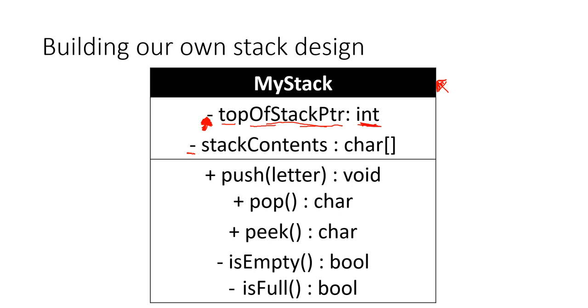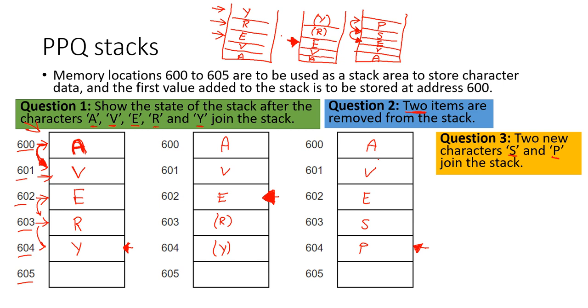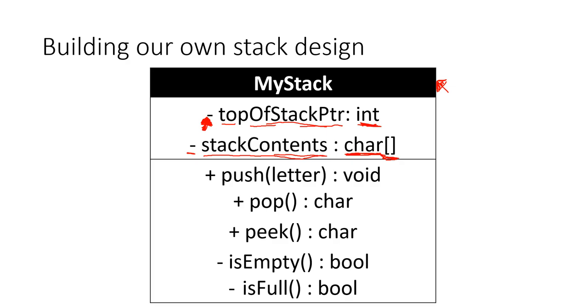Next up, we've got a private attribute, stackContents, and this is of type char, an array of characters. So the stack we're making here is going to be able to hold the information that we had when we just did our past paper question. It's going to have characters within it. So those are the only attributes we need for our stack: we need a pointer to indicate what position we're looking at in the stack, or what the top of the stack is.